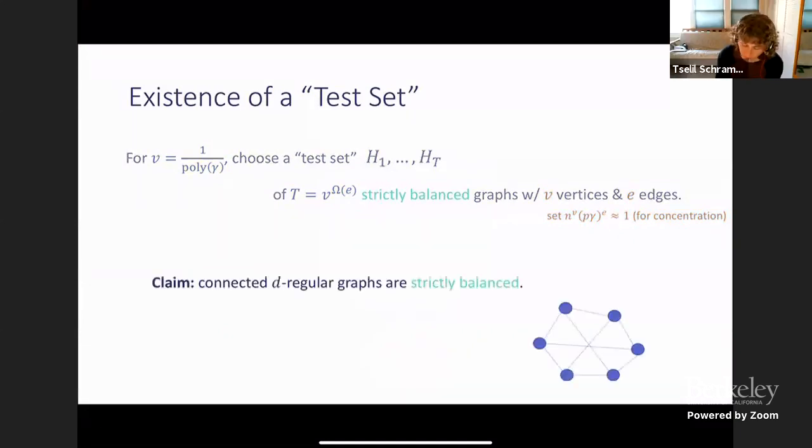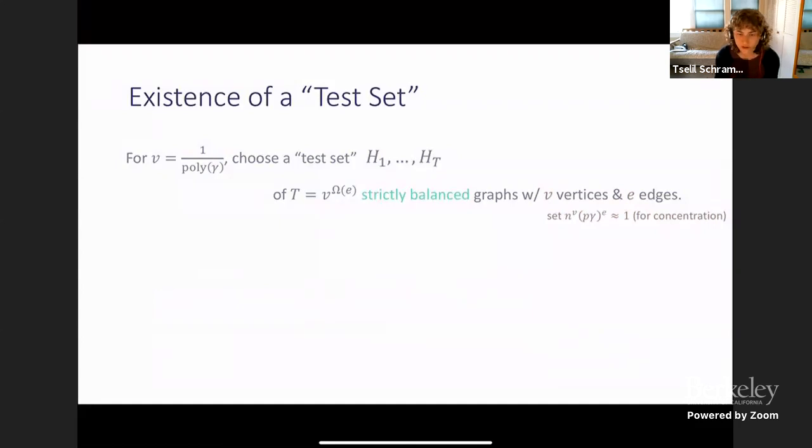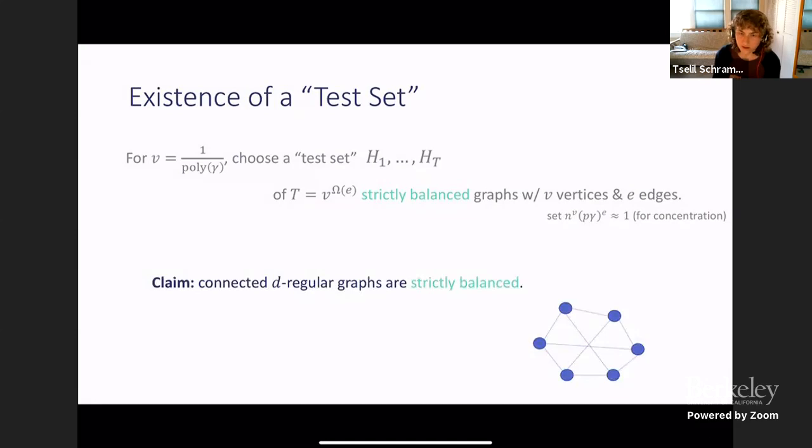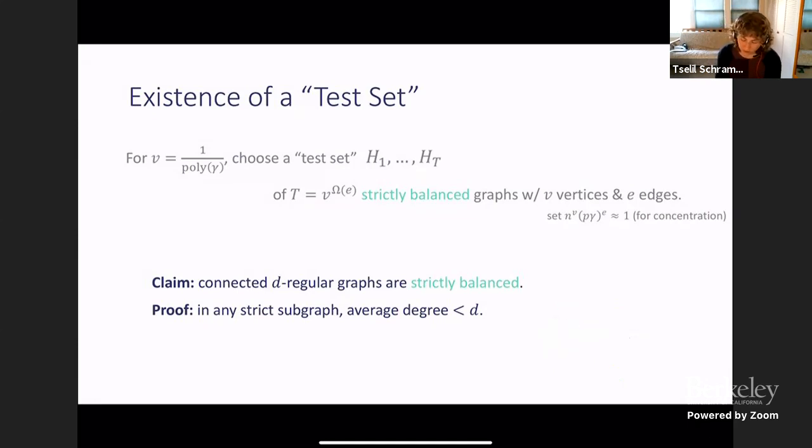Okay, so first of all, let's ask ourselves, where will we find strictly balanced graphs? Here is a claim that's very easy to verify: a connected d-regular graph is strictly balanced. The argument is, if you take any strict subgraph, the average degree will be strictly less than d. So that's really good.